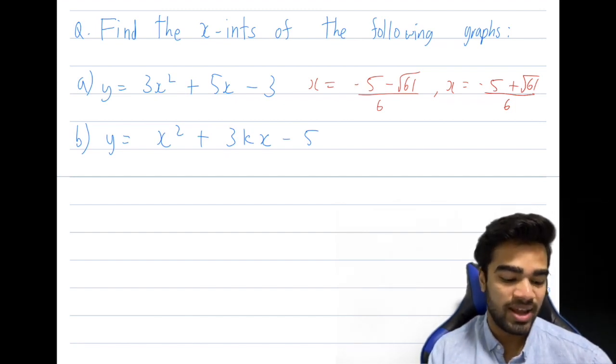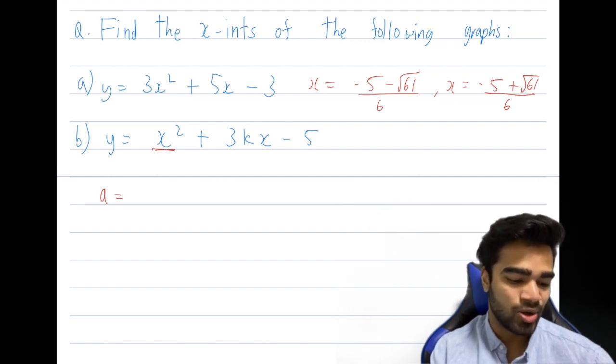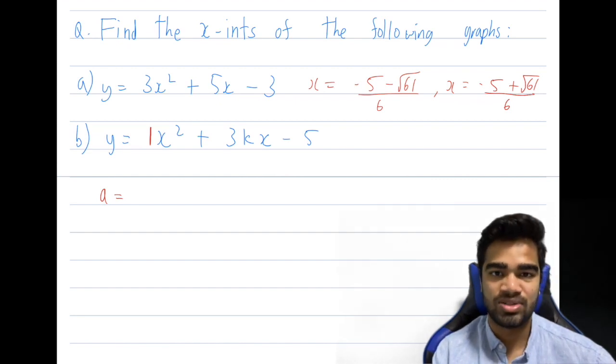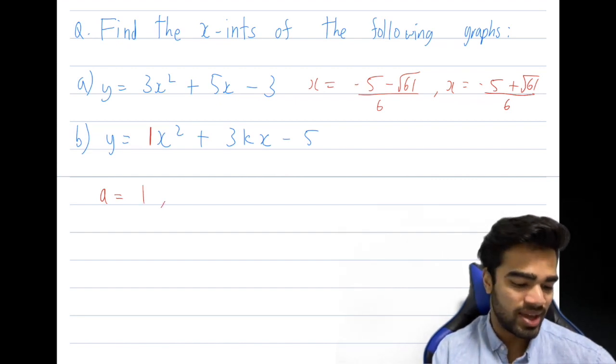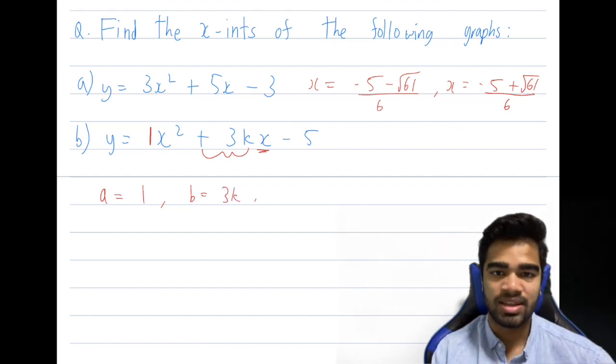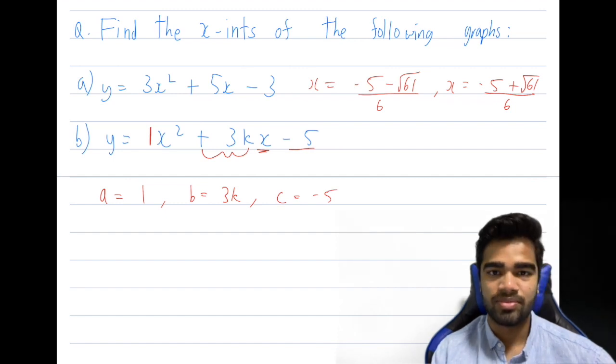So firstly, we need a, b, and c values, right? Firstly, we'll talk about what a is. Well, a is the coefficient of x squared. The coefficient of x squared in this case is just 1, because there's no number there. So a is 1. b is a little weird, right? b is the coefficient of x, which in this case is this whole thing over here, 3k. That's b. And c is the constant, so it's negative 5.